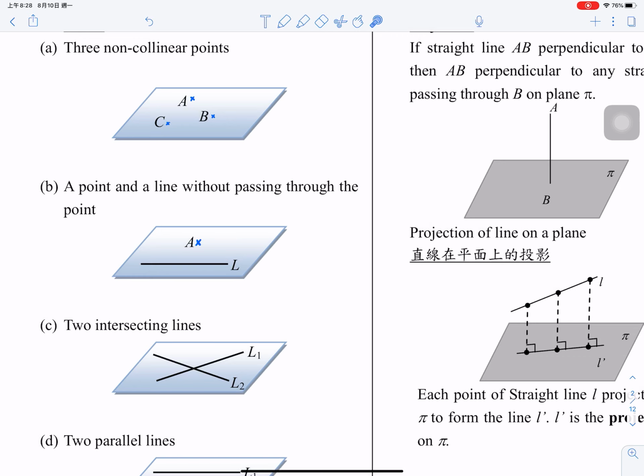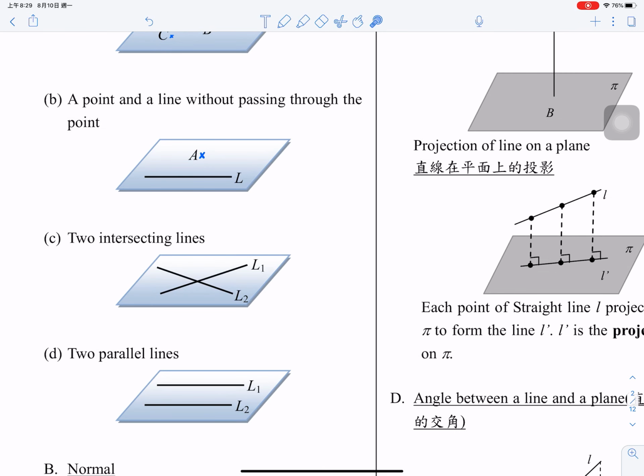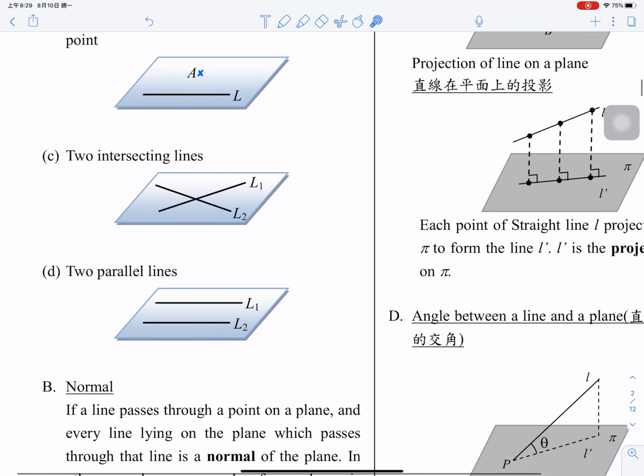Okay, C, 2 intersecting lines. Here we have L1 and L2 and they intersect each other on this plane. Actually, any 2 lines that intersect together will lie on the same plane also. Okay, and this point is the intersecting point. If 2 lines are parallel, that means they will not have any intersecting points.